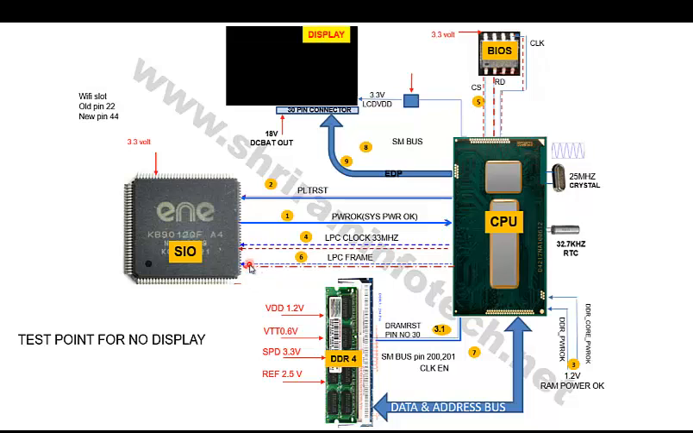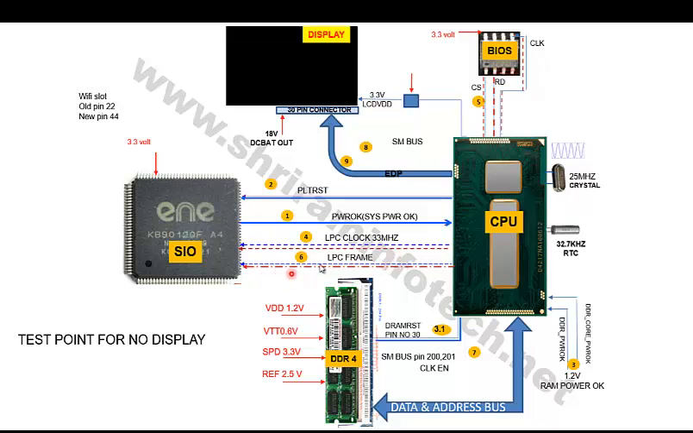It's called the LPC frame. If the LPC frame is coming, that means the CPU is communicating with the BIOS. The data process is completed. If we don't find the LPC bus, that means there is a possibility that the CPU may be faulty. So you have to conclude that the CPU is faulty, right? So you have to check like that.